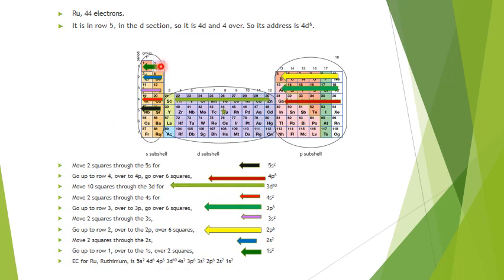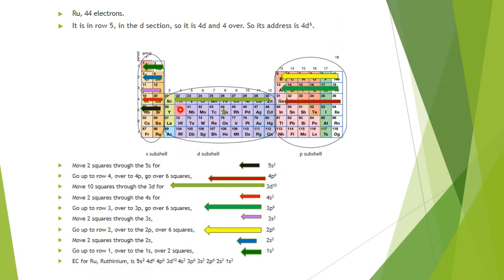Okay, then ruthenium has 44 electrons. It's in the D's, so be careful here. It's in row 5, but it's in the D's, so that really means it's 4D, and it's 1, 2, 3, 4, 5, 6 over, so it's 4D6. So that's the first one.